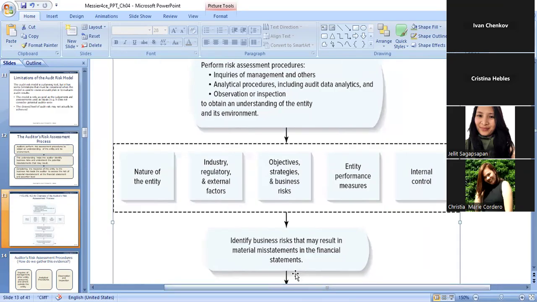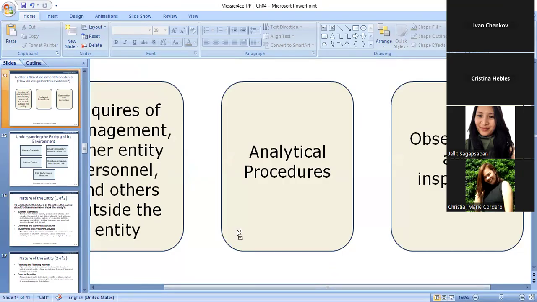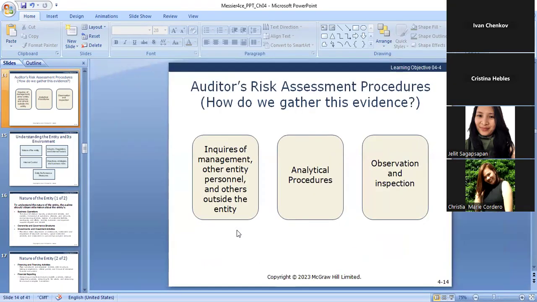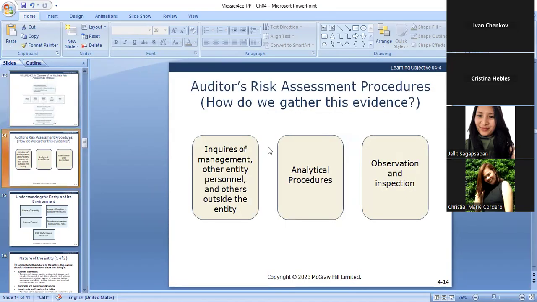And once we do this, we're going to identify the business risk that might result, our materiality, and how we're assessing the materiality in the financial statements. So once we do that, then let's get into it now. How do we gather this evidence? So first was the overview assessment of the business process. So now how are we going to get this evidence?